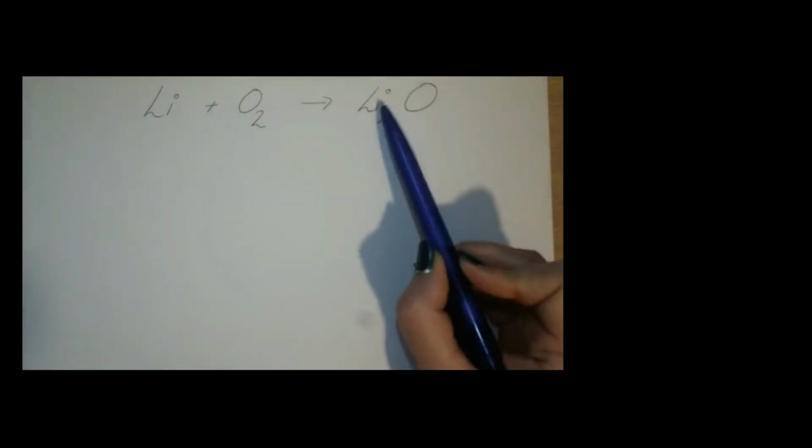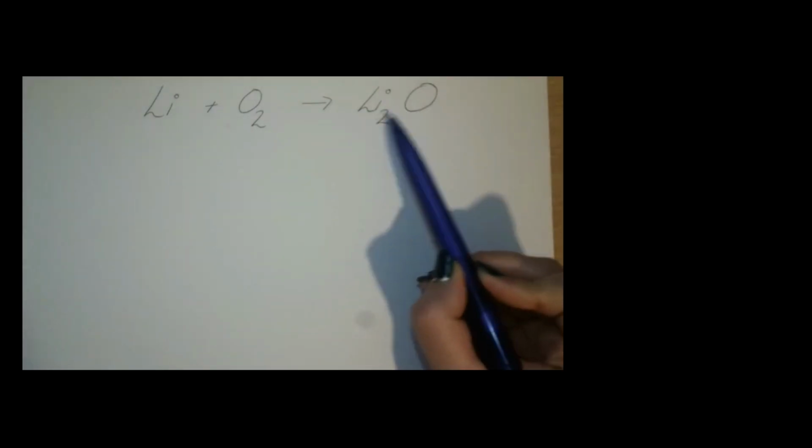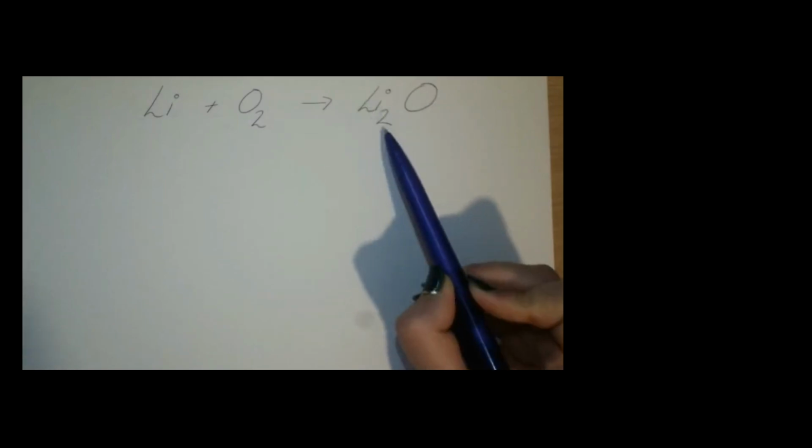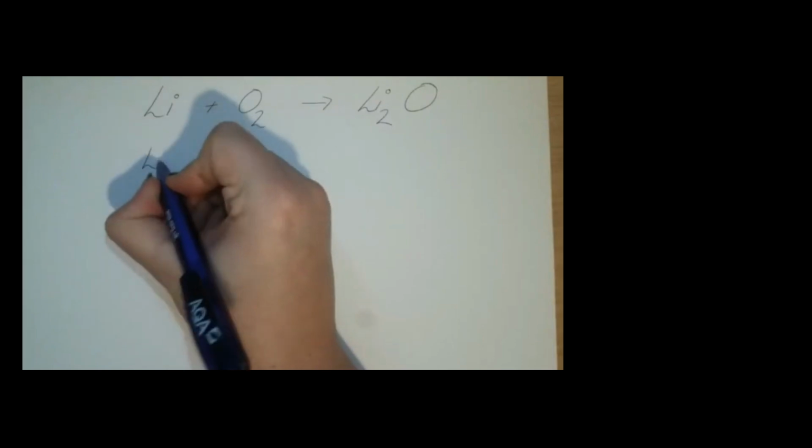So let's have a go at this one. Li plus O2 makes Li2O. Now, a lot of people wrongly think this one's already balanced, and that's because of this 2 here. They think it applies to the oxygen, but it doesn't. It applies to the element directly in front of it. So let's write this one out.